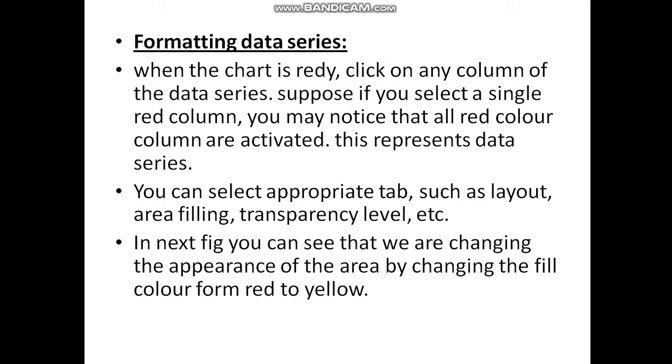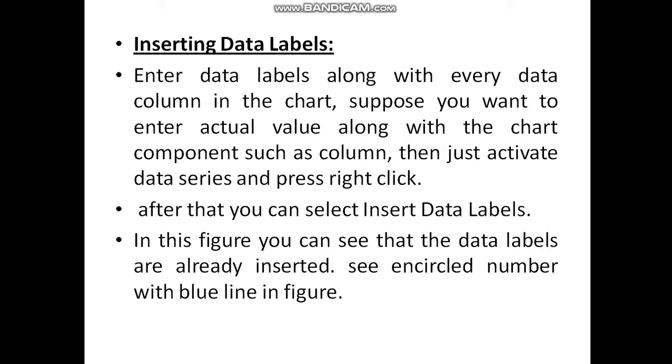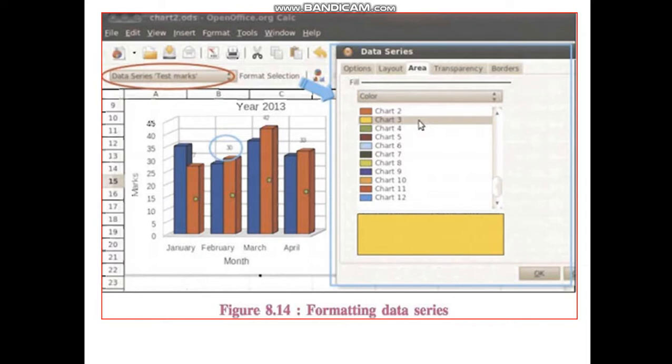You can select an appropriate tab such as layout, area filling, transparency level, etc. In the next figure, you can see that we are changing the appearance of the area by changing the fill color from red to yellow. Let's see. Suppose this chart column data series is test marks. This is the first, red color. If you want to change that data series color, then click here on data series and then area, change the color and then press OK.